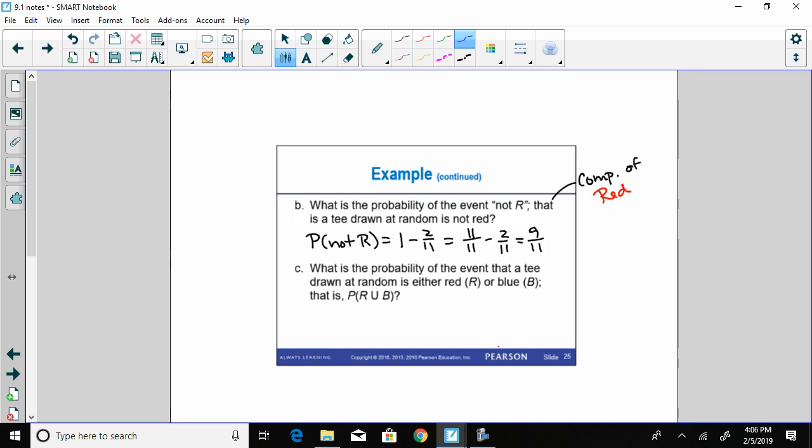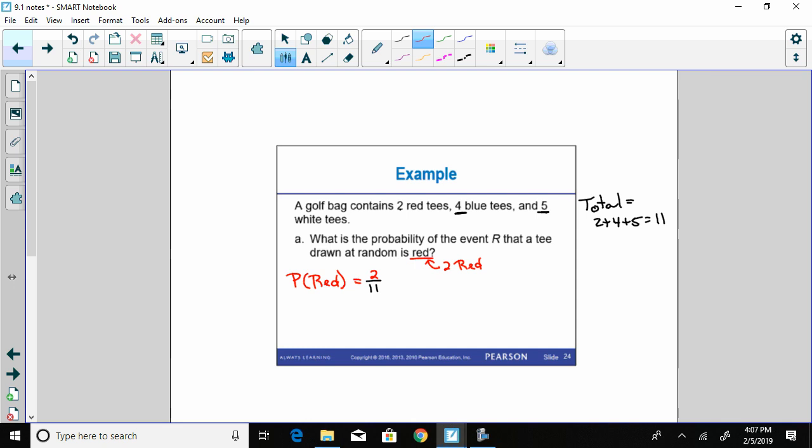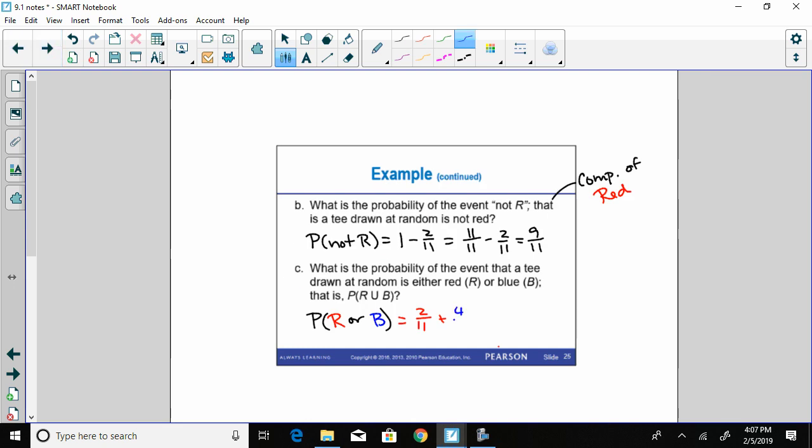What is the probability of the event that a tee drawn at random is either red or blue? Okay, what's the probability that it is red or blue? So how many of them are red? Well, we had 2 out of the 11 were red, plus how many are blue? I have to back up and look. 4 of them are blue. So what's the probability of getting that? Well, they have a common denominator, that makes life easy. 6/11ths. So we have a 6/11 chance of getting a blue or a red, right? You don't care, you're just going in and grabbing.